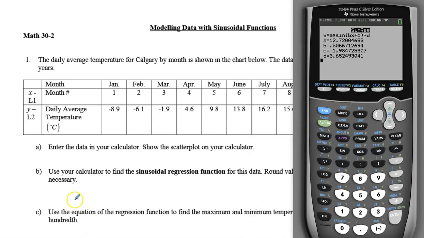Okay, so when I write this out, I don't copy the screen. I write out an actual equation. Y is equal to 12.72, and it shows me the format, right? Sine, bracket, B, so 0.51x minus 1.98, so bx plus c, right, but the c is negative, bracket, plus 3.65.